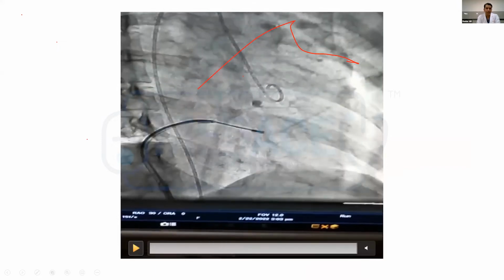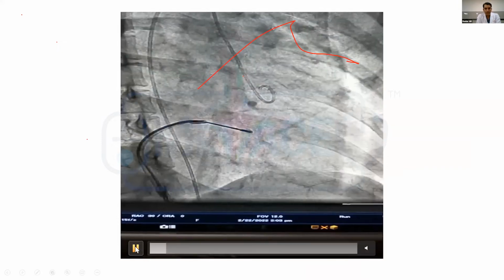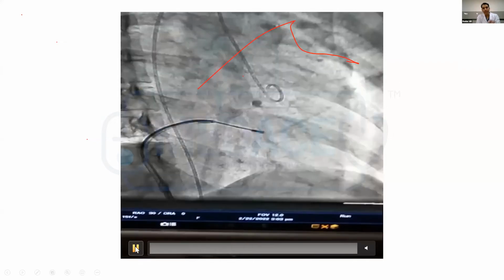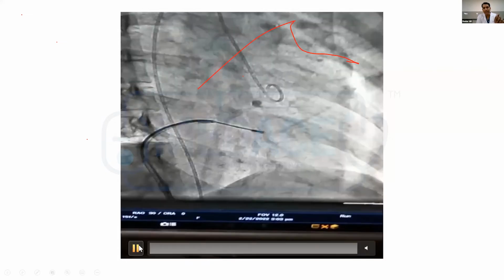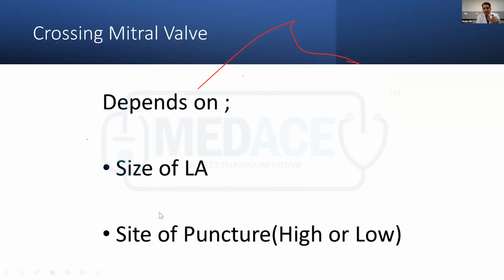I would like to show you a small, short video. This is the bobbing of the Inoue balloon. These are the movements when it is facing the mitral valve. This bobbing movement indicates that the balloon is now in front of the mitral valve.